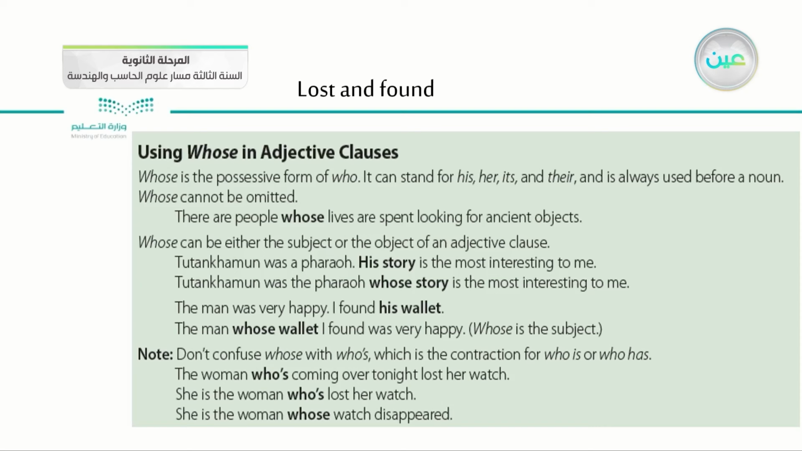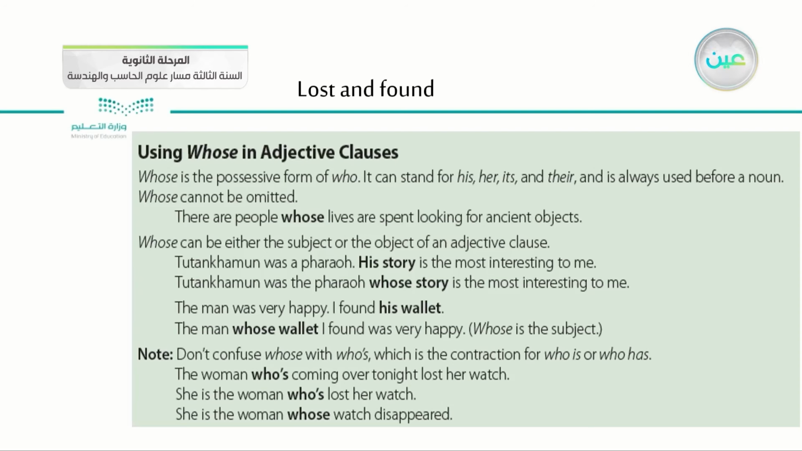There are people whose lives are spent looking for ancient objects. As you see here, we use this as a subject of this sentence. Whose can be either the subject or the object of an adjective clause. So we can use whose as a subject or as an object of the adjective clause. Tutankhamun was a pharaoh. His story is the most interesting to me. And in this example, we have Tutankhamun was a pharaoh whose story is the most interesting to me.